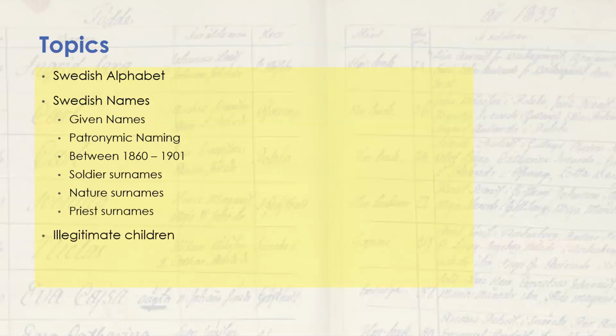Then we'll take a look at how illegitimate children were documented, and finally we'll discuss what happened with names when someone moved to the United States.